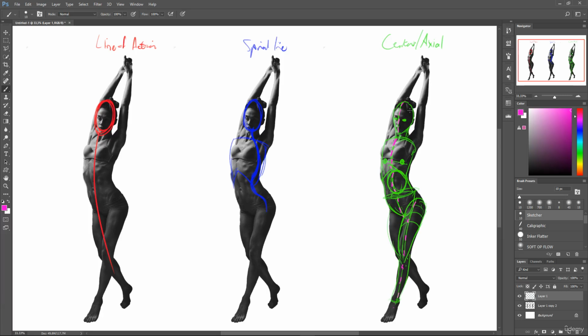So these are the 3 lines we want to know, but particularly we want to know about the spinal line, the center or axial line, and just their various purposes. And that's the end of this lesson. Let's move on.